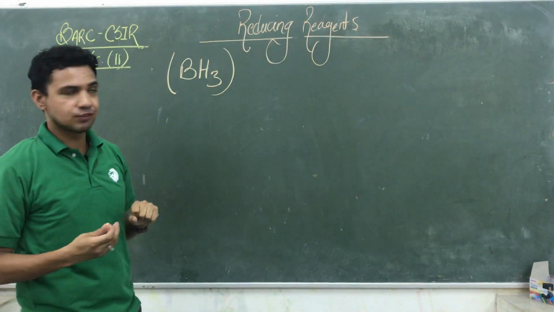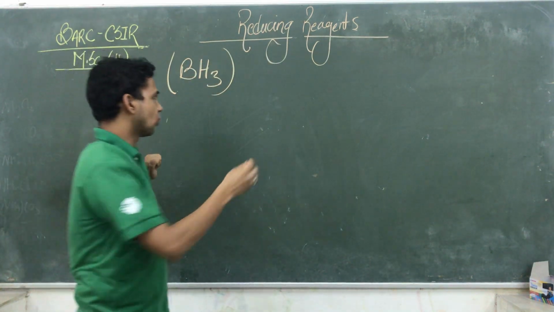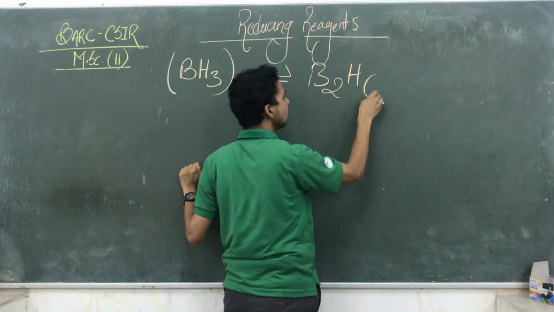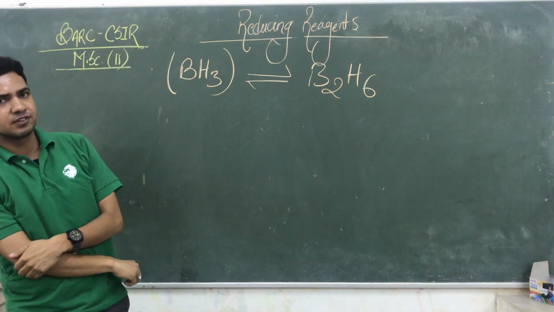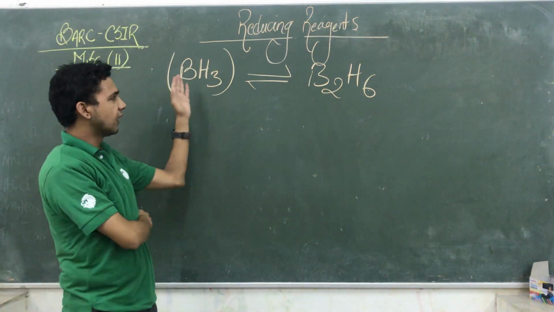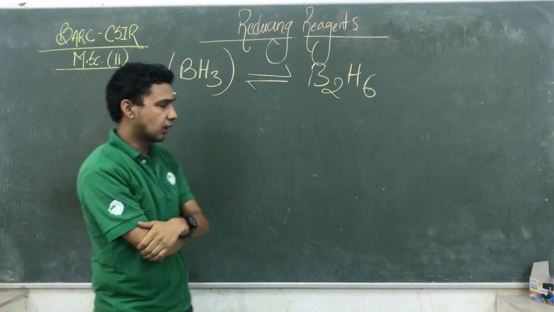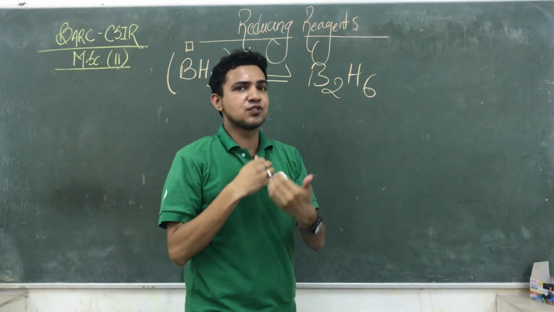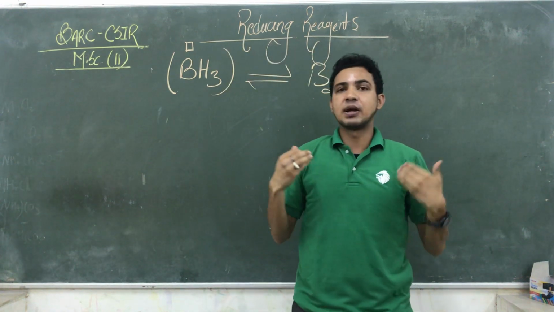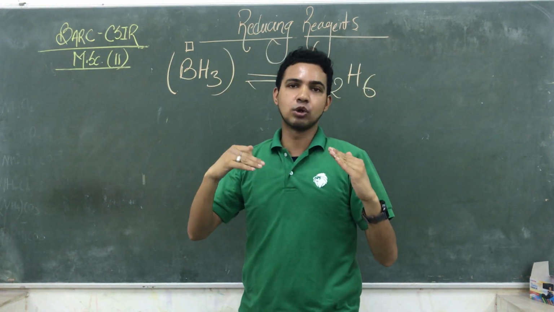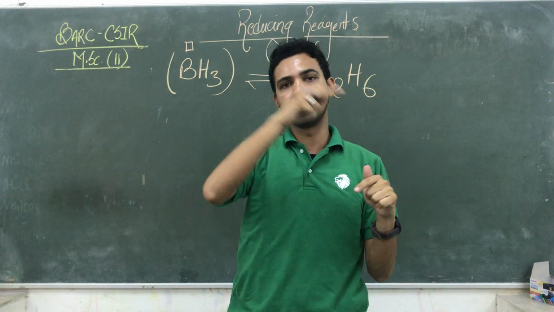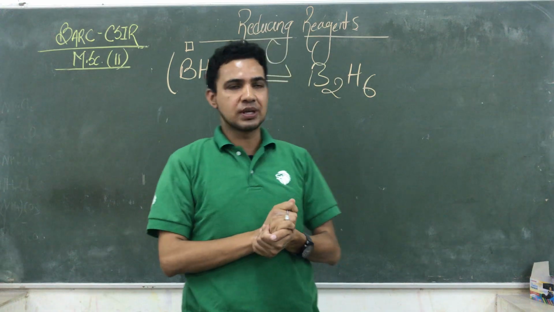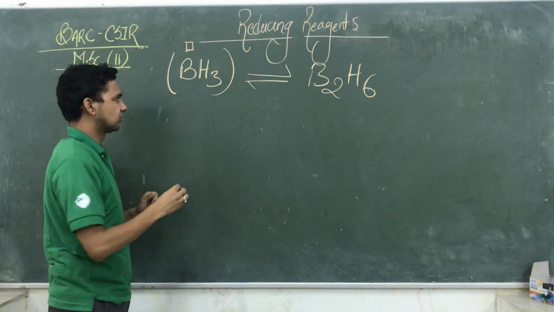Generally, the BH3 does not remain in this phase. It is also available in the dimer phase. This is known as B2H6 or diborane. That is behaving like a very powerful reagent. Why is it available in the dimer phase? You very well know that, because boron has a vacant orbital, and this vacant orbital participates in overlapping with the filled orbital of another boron, showing a 3-center 2-electron bond. So that is known as the dimer phase of BH3.